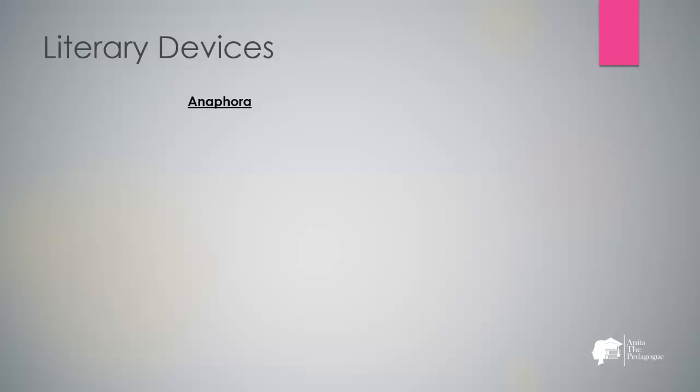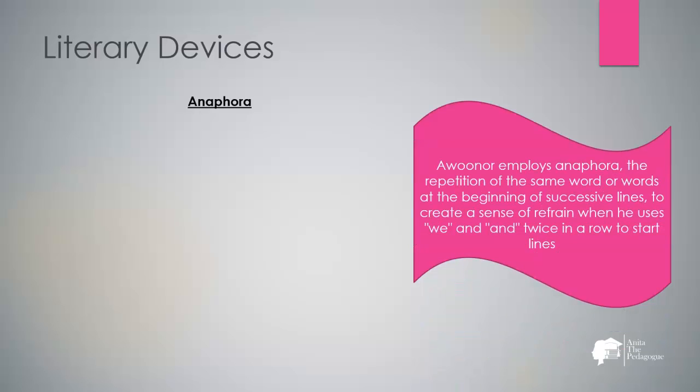At this point, we would like to look at literary devices in the poem, and there is the use of anaphora. Anaphora is the repetition of the same word or words at the beginning of successive lines to create a sense of refrain when he uses "we" twice in a row to start lines.